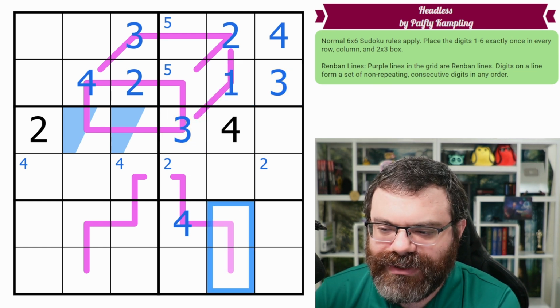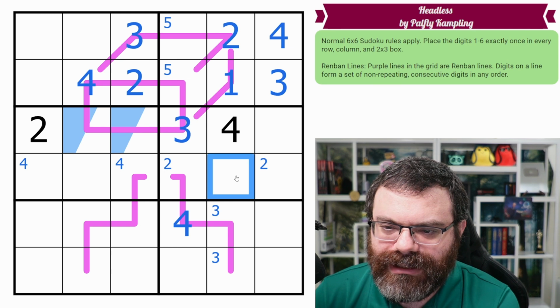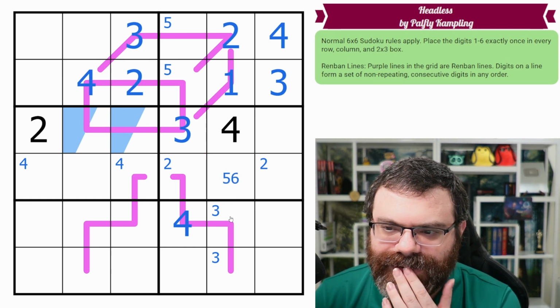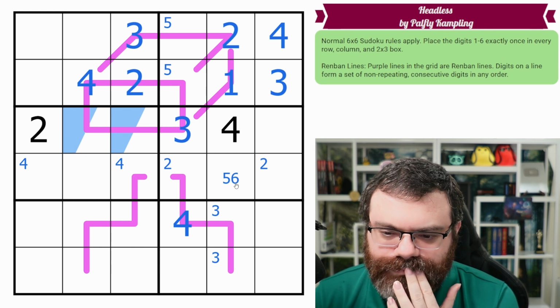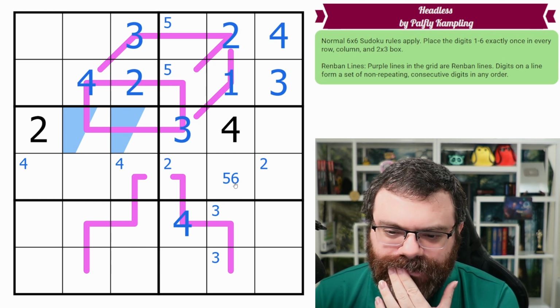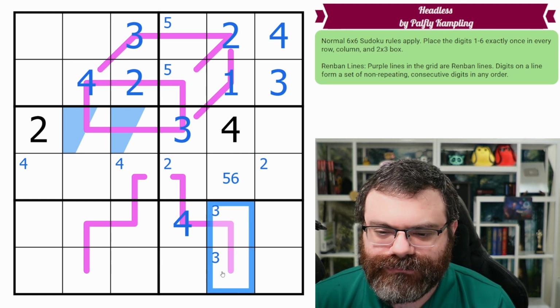And that does mean there's a 3 on here. So this is 5, 6 only because it can't be 3. So what does that mean for us?